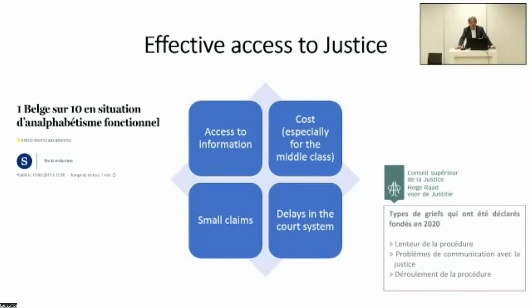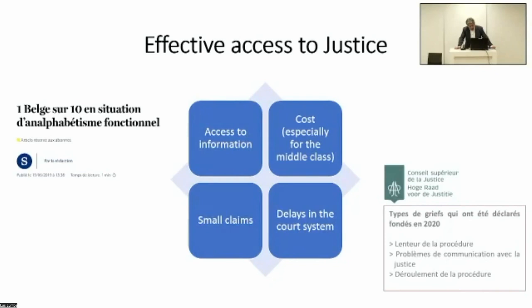One of the reasons is, of course, that one Belgian in 10 is today affected by functional illiteracy, and that as such is already a reason to find solutions for these people to have access to some kind of information, but not only in writing. But you have also other reasons: it's really difficult to have access to material that explains clearly what rights people have. The information is distributed across different websites, and even when it's accessible, it's not always accessible in plain language.